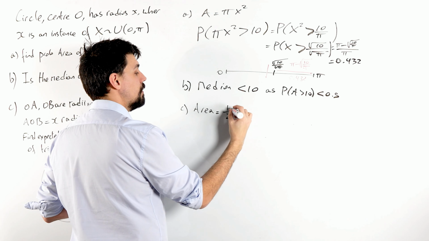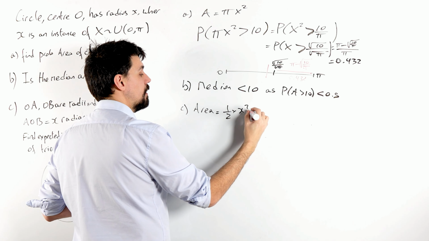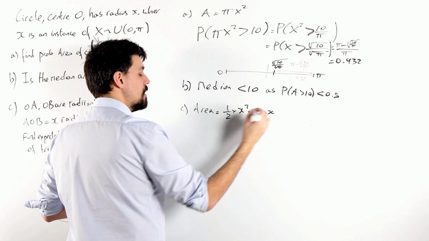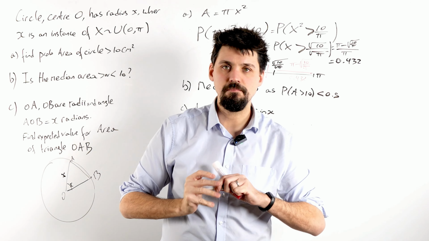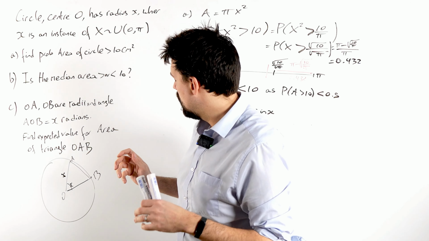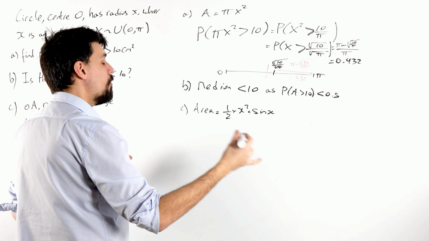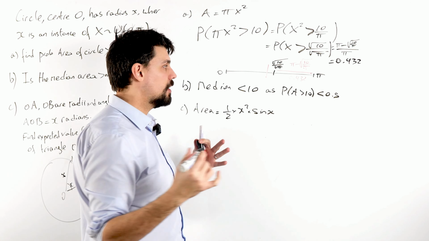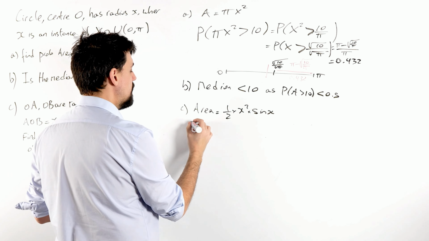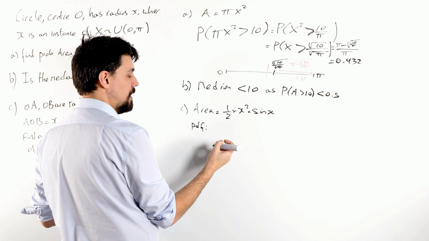So first of all, what is the area of triangle OAB? Well, it's half x squared sine x. Half ab sine C, nice and easy. Next, we need to do the expected value. Now, we are on a continuous random variable. My PDF for x, what is the PDF for x?